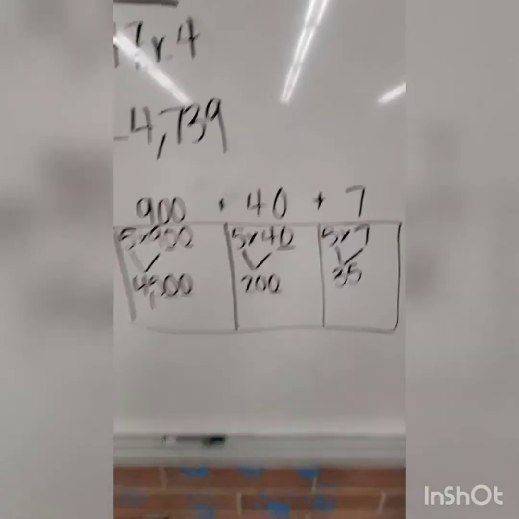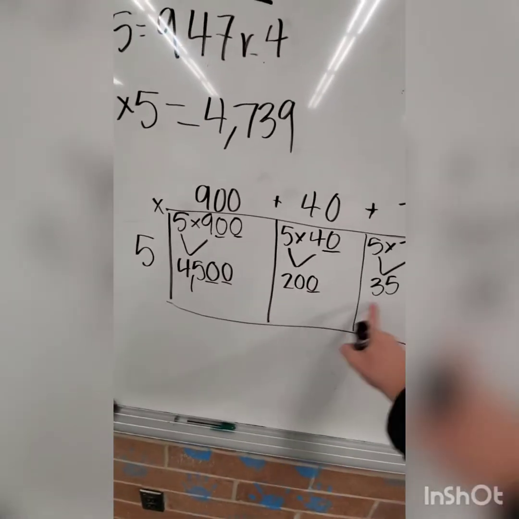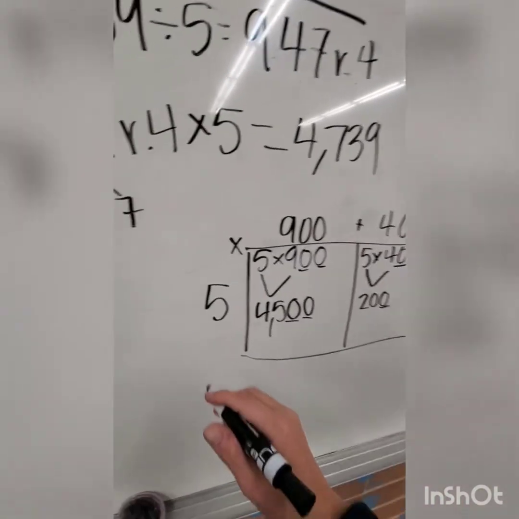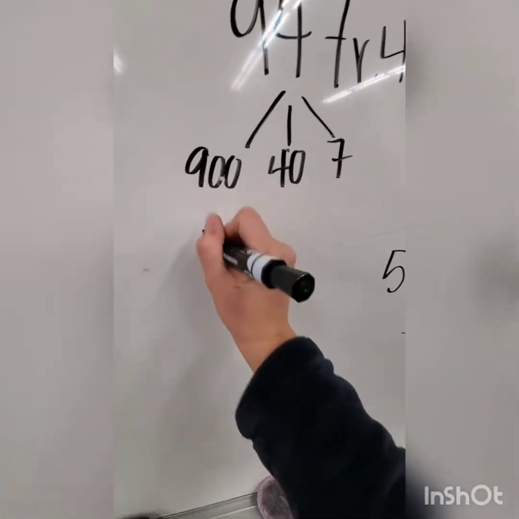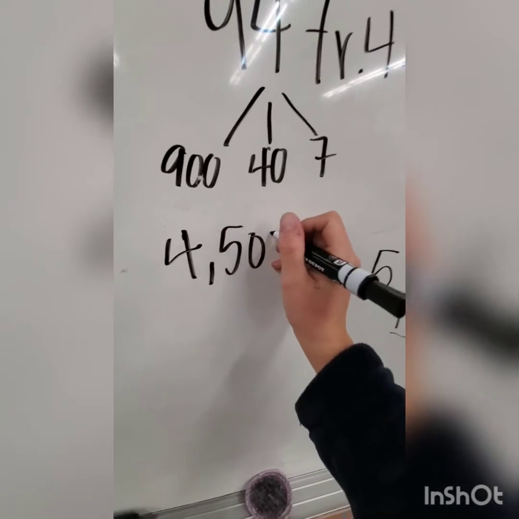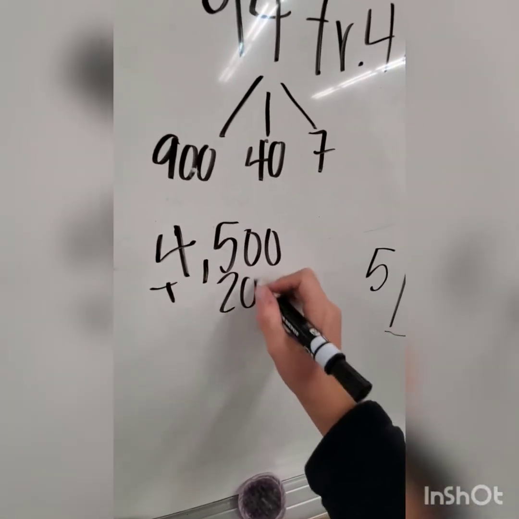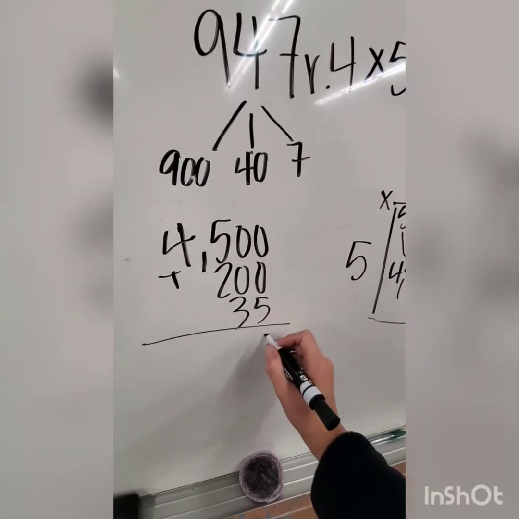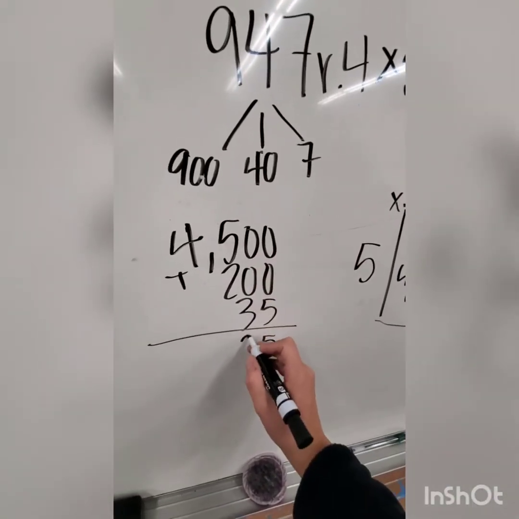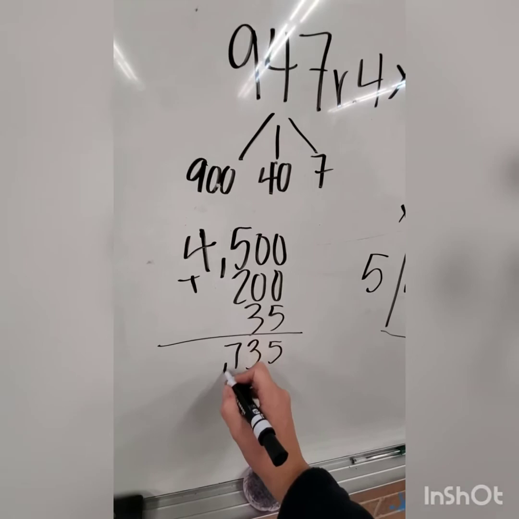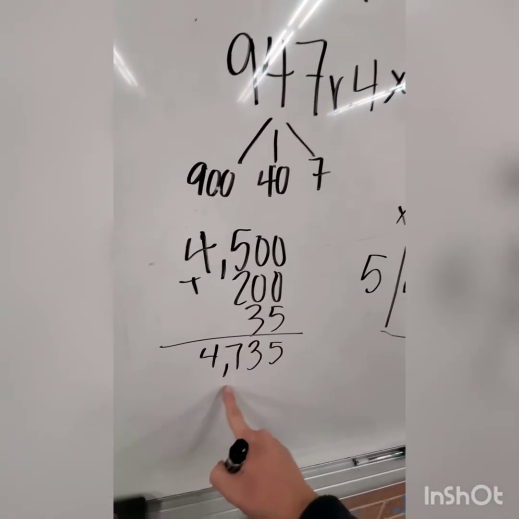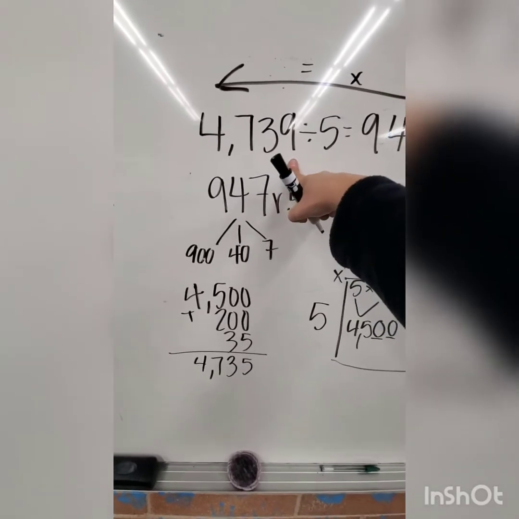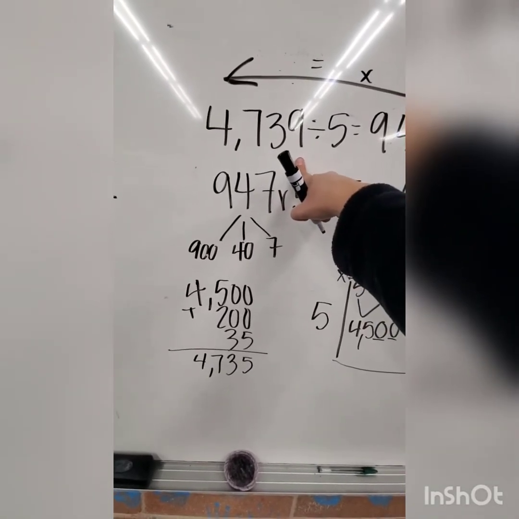All right, now these are my partial products because I multiplied products. So now I have to add these up to figure out if I got the correct answer. So I have 4,500 plus 200 plus 35. That is 5, 3, 7, and 4. So I have 4,735, which is not the same as 4,739.